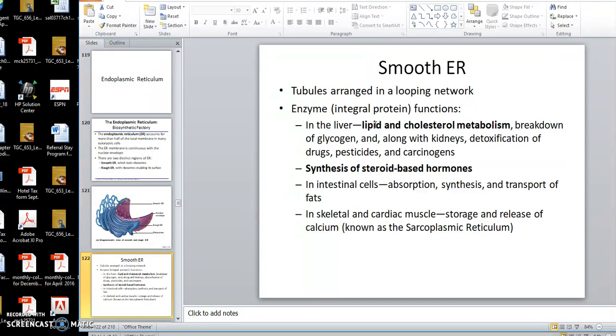It's also a big area for breaking down material in your body. Chemicals, whether taken from the outside or inside, particularly in the liver. In the liver, that's where a lot of breakdown of pesticides, carcinogens, all your chemicals. Synthesis of steroids. Skeletal muscle is a very important area for storing calcium, we'll talk about, known as the sarcoplasmic reticulum. So the sarcoplasmic reticulum is another name for the smooth endoplasmic reticulum in muscle.